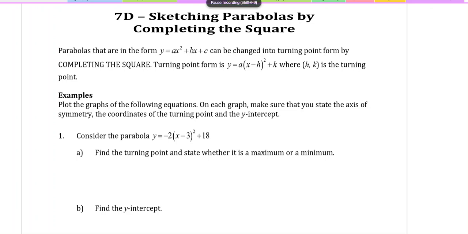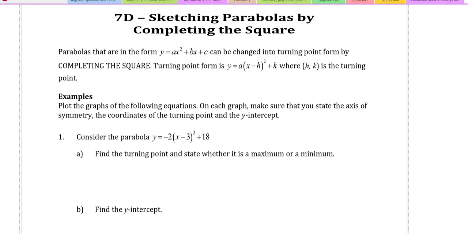Hello Year 10. Today we are going to be sketching parabolas by completing the square. So sometimes we are lucky enough to have an equation already given to us in turning point form, which would be in this form here, y is equal to a bracket x minus h squared plus k. And then we can just read off the turning point, which is h and k.